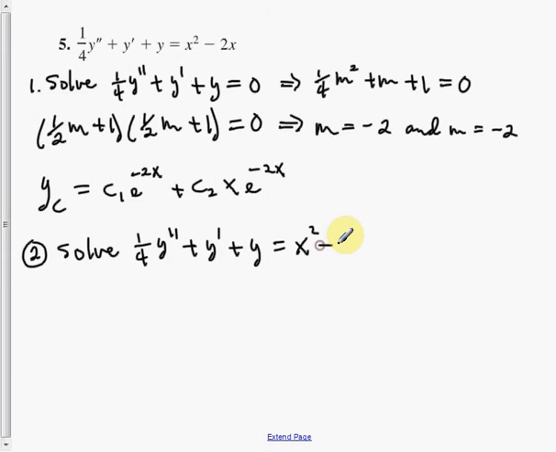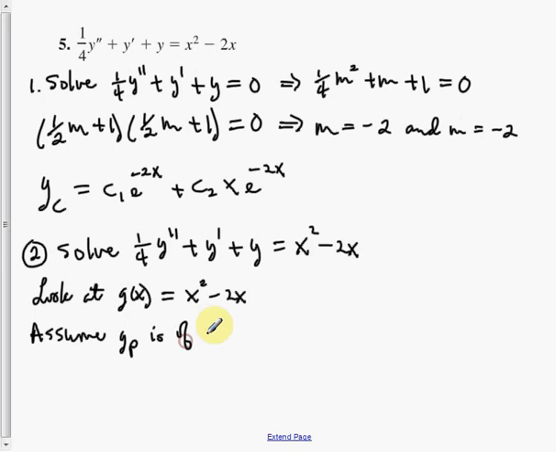So here we look at g of x, which is this x squared minus 2x. So what do you think the assumption for the form for y sub p should be? Here we assume y sub p is of the form. g of x is quadratic. So y sub p should be of the form ax squared plus bx plus c.